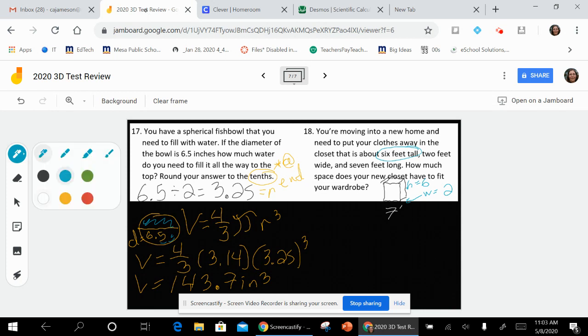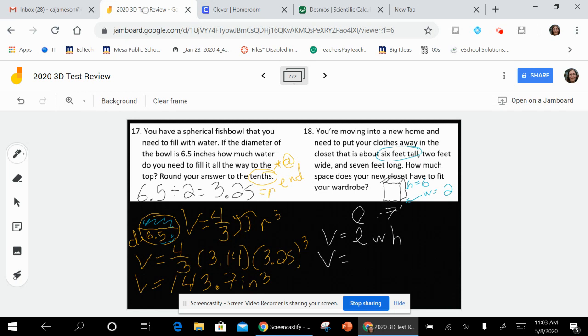Okay, so we're going to go ahead and do this one. So our volume for this one, rectangular prism, everybody, is length times width times height. So we just multiply them all together. Okay, so it's going to be 7 times 2 times 6. 7 times 2 is 14 times 6. Oh, we got 84. So it's going to be 84 feet cubed. So that's how much space we have to put our clothes in. Okay, everybody, you got this.